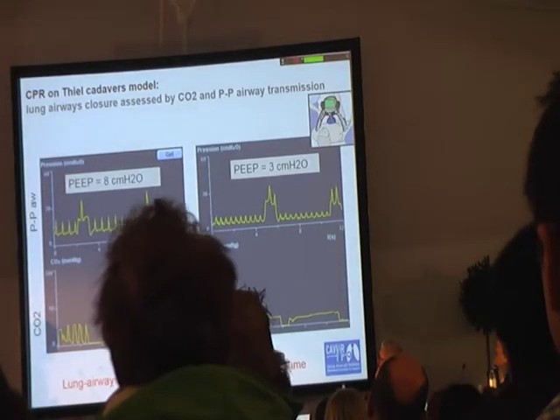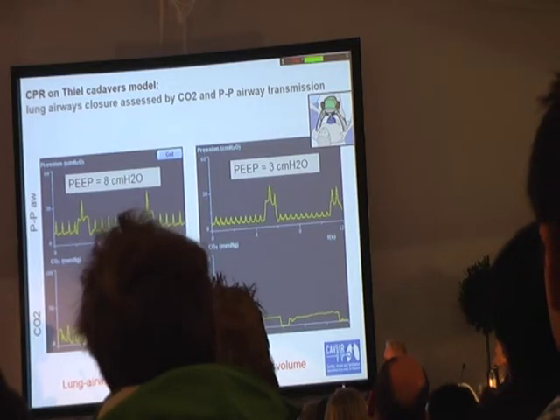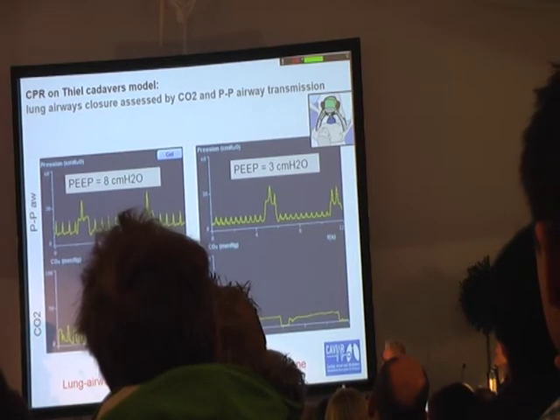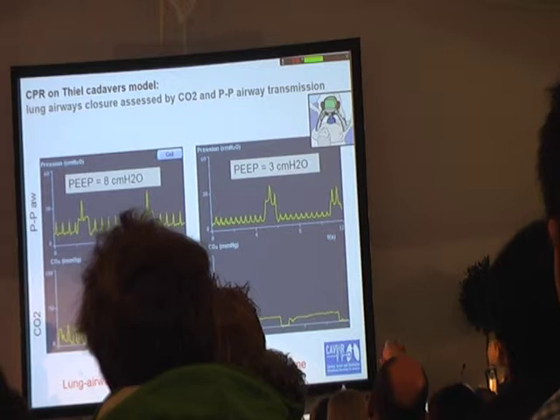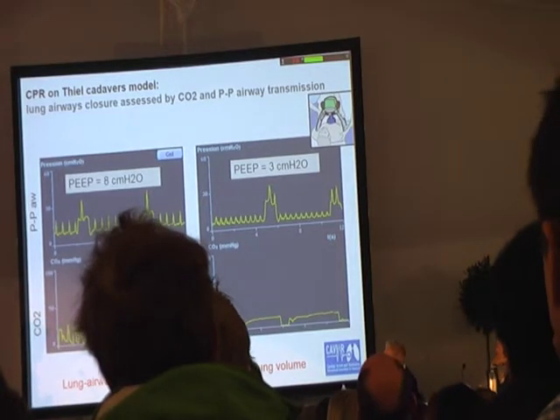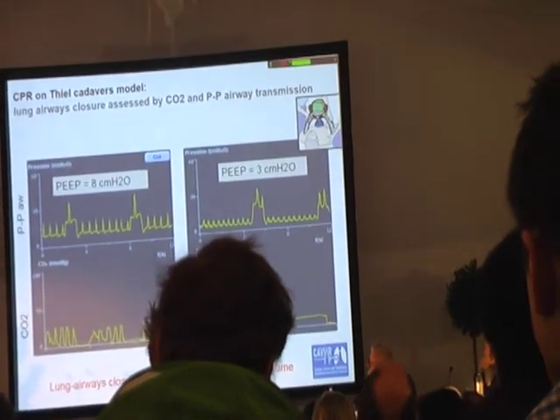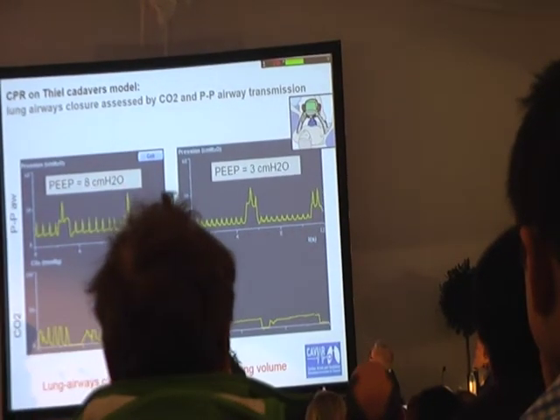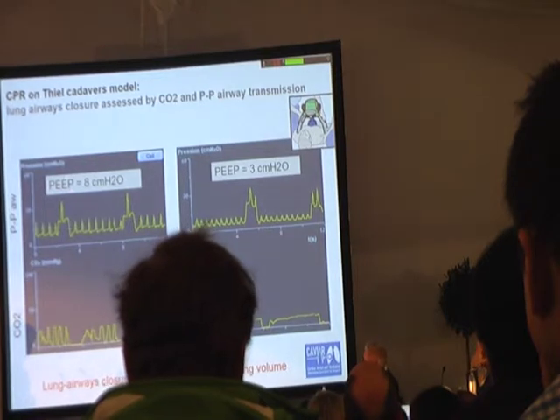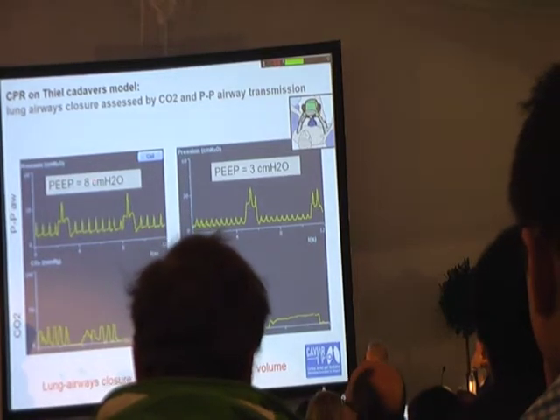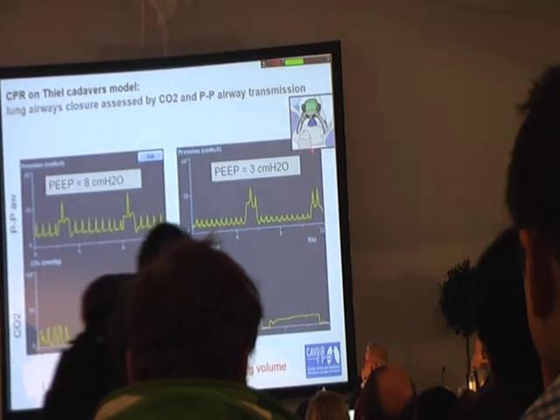This is an illustration of what we observed in a given cadaver. The chest compressions were standardized by using Lucas, so the chest compression is constant. In this example, we moved the positive end-expiratory pressure from 8 to 3 centimeters of water.